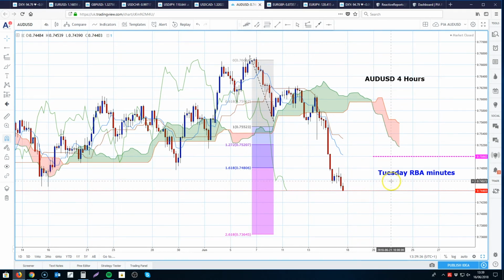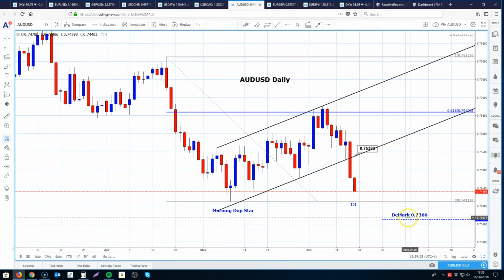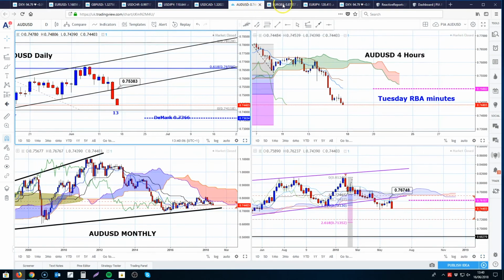So we've got Tuesday's Royal Bank of Australia minutes coming out. So although the immediate bias is to the downside, it could be limited with this meeting early Tuesday morning, this 261.8% extension level, and also the projected D-mark stop at 73.36 and this 13 count. So the immediate bias is still to the downside, but the scope for limited selling in Aussie dollar this week.